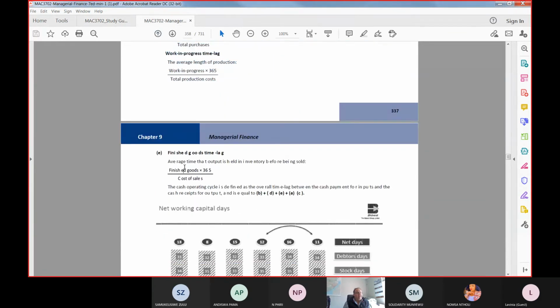Last one, the finished goods cycle. It works exactly the same as the work in progress. So the goods come in and get sold automatically. As they come in, they don't sit in the warehouse, they get sold quickly.